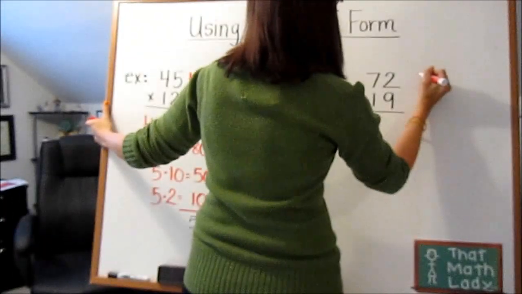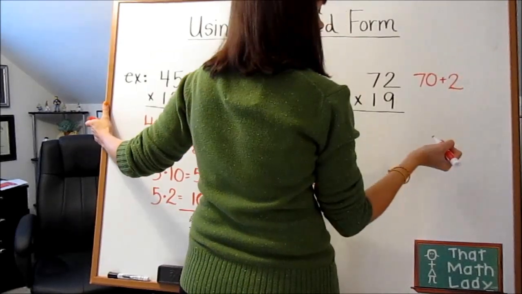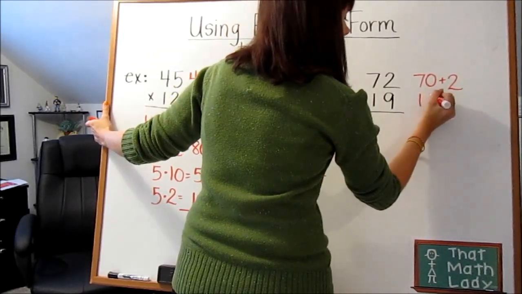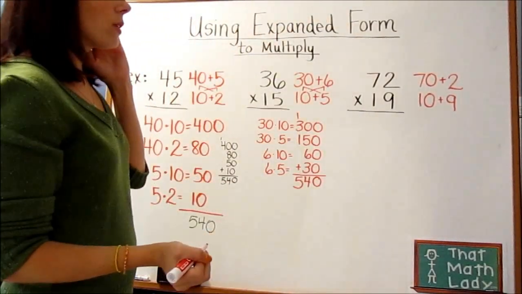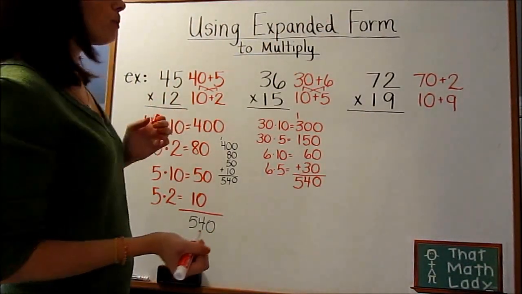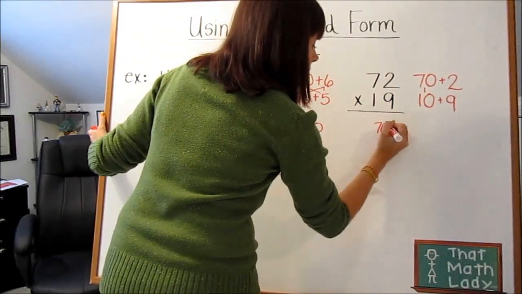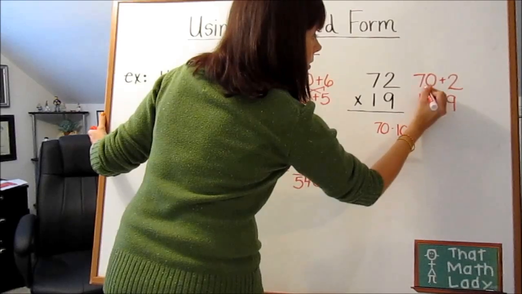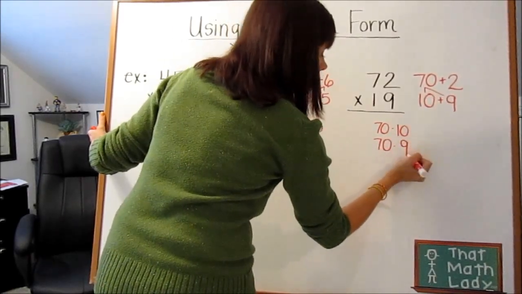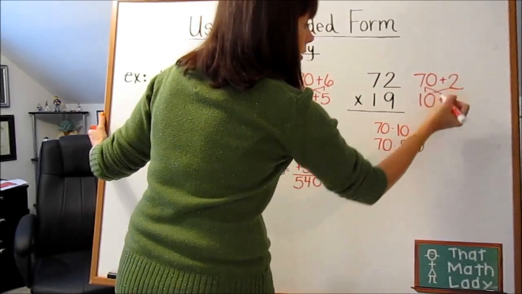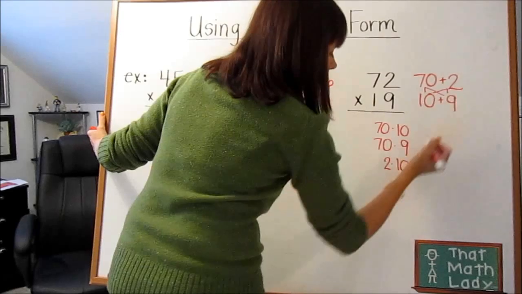I have 72, which is 7 tens plus 2 ones. I have one group of 10 plus 9 ones. So that's 72 and 19 written out in expanded form. Now to multiply, we're going to do 70 times 10 and 70 times 9, and then 2 times 10, and 2 times 9.